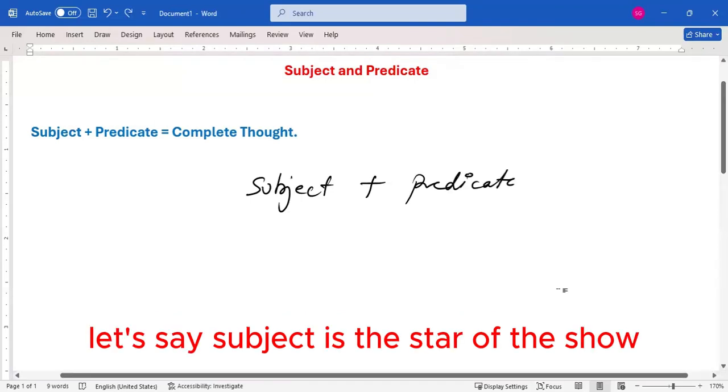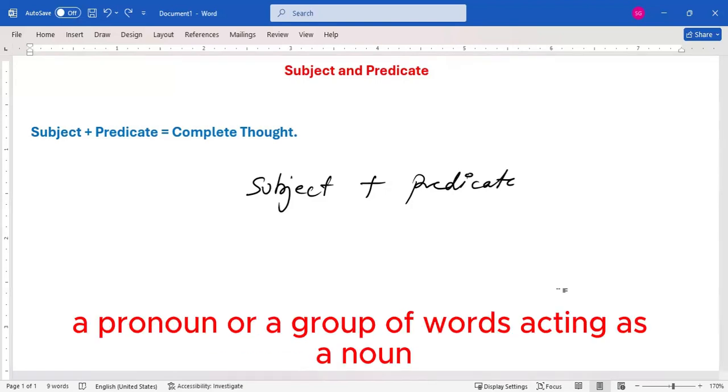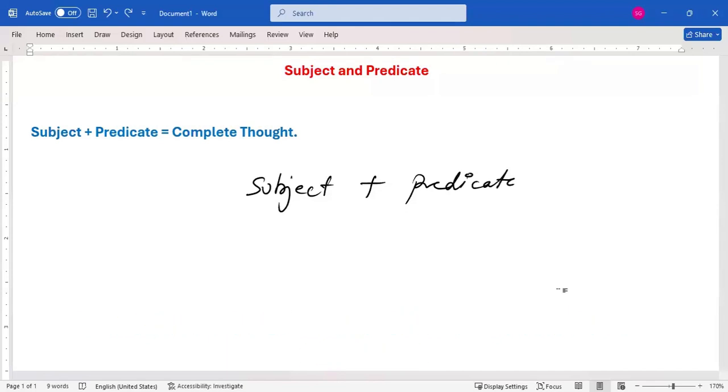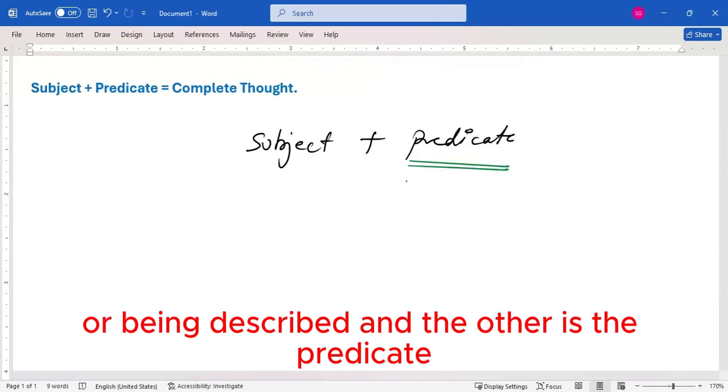Let's say the subject is the star of the show. The subject tells us exactly who or what the sentence is about. It is almost always a noun, a pronoun, or a group of words acting as a noun. If you want to find the subject in a sentence, just look for the entity that is doing the action or being described. And the other is the predicate.